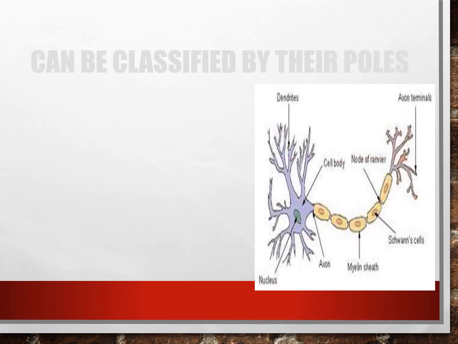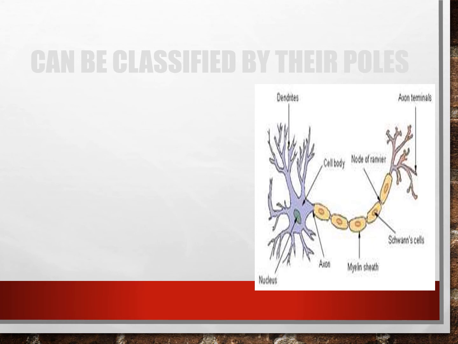Now, I mentioned how we can classify neurons based on their jobs. You're a sensory neuron, you take information to the brain. You're a motor neuron, you carry information away from the brain. Or you're an interneuron, you're a nerve actually in the brain or spinal cord. We can also classify neurons according to their poles.